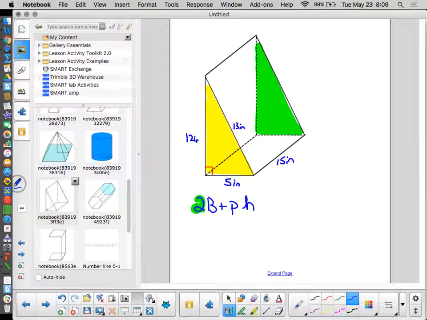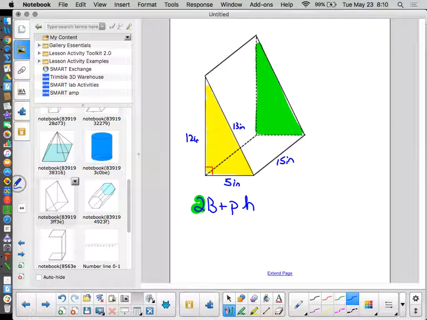Capital B always stands for base area, okay? So notation thing, capital B always stands for base area. So what is my base area? My base is a triangle. So how do I find the area of a triangle? Base times height divided by 2, right? That's old school. We know that one from a long time ago.